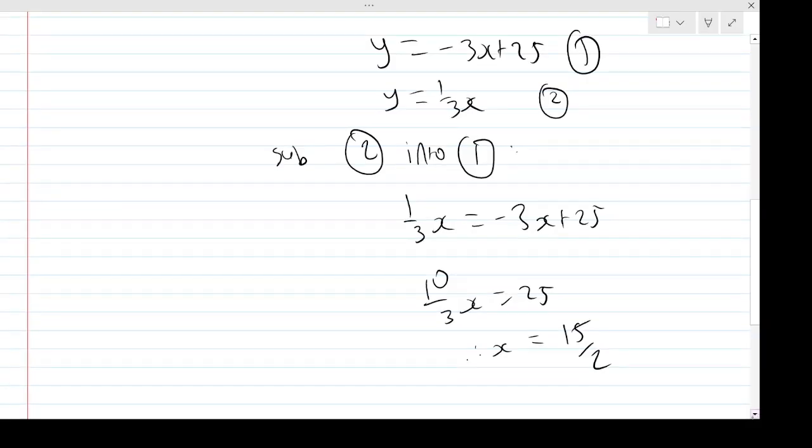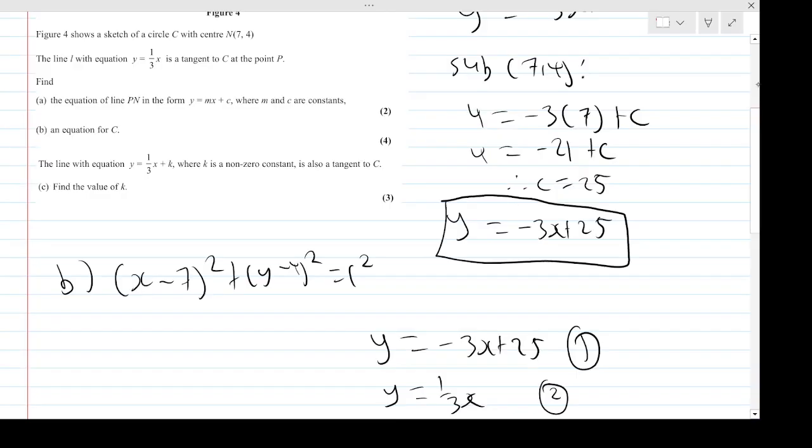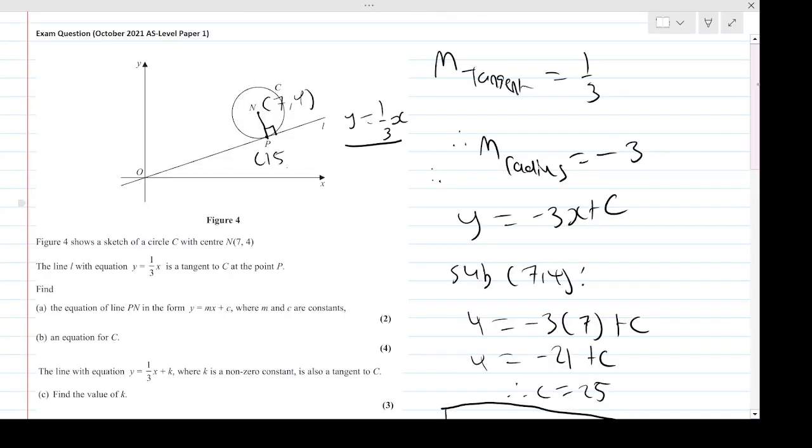Therefore, to find the y value, I can substitute x into either equation here. Let's substitute it into this one because it's a lot simpler. Then y is a third of that. A third times 15 over 2 is equal to 5 over 2. Therefore, the point P, the intersection point, is x is 15 over 2, y is 5 over 2. So I can fill that in. So P's there. Cool.